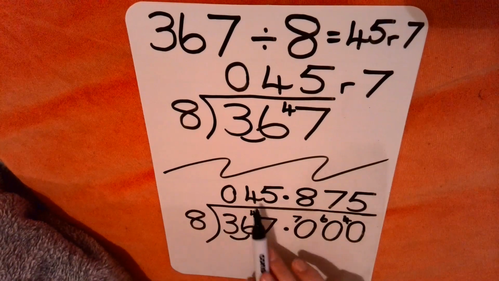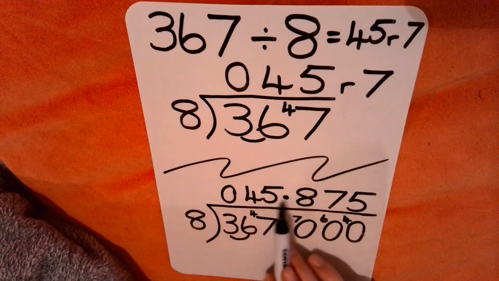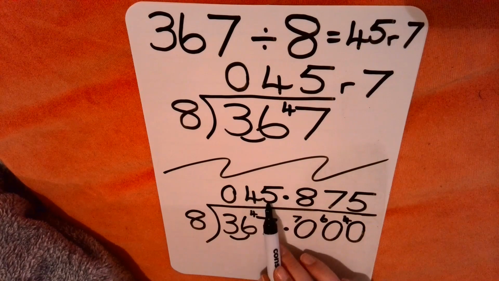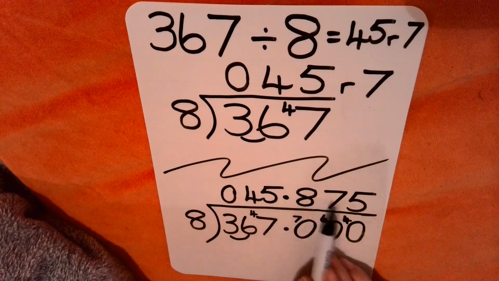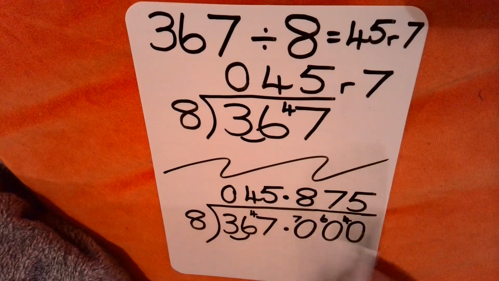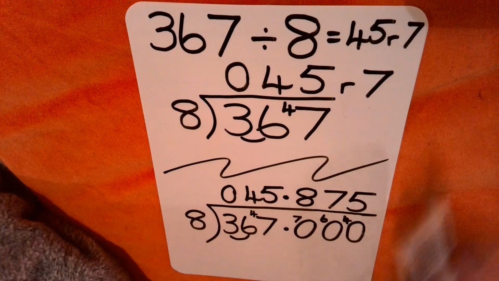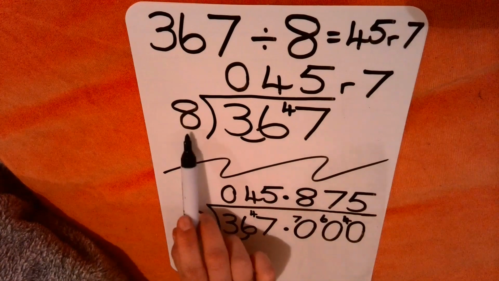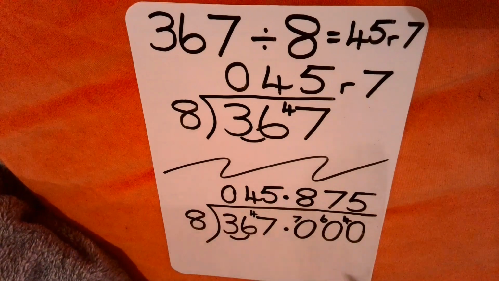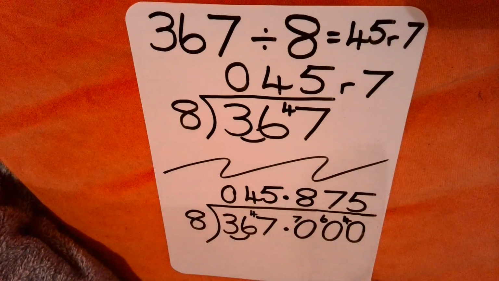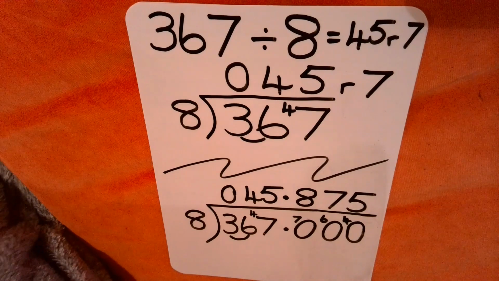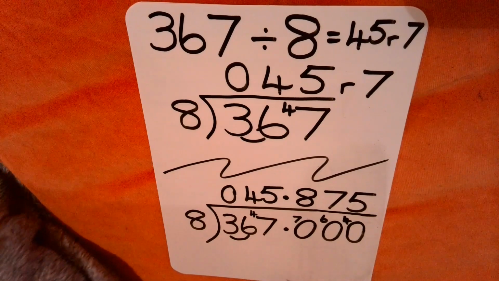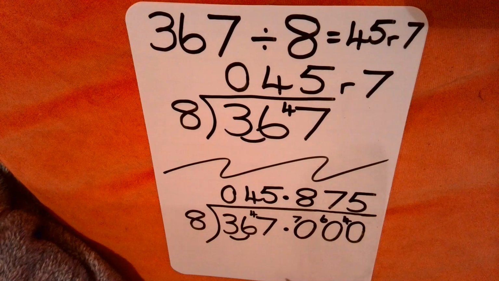My answer in decimal form is 45.875. That is the same as 45 and 7/8. 45 remainder 7. And that's how you use short division to find a decimal answer.